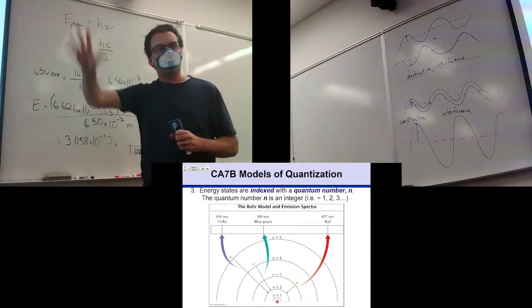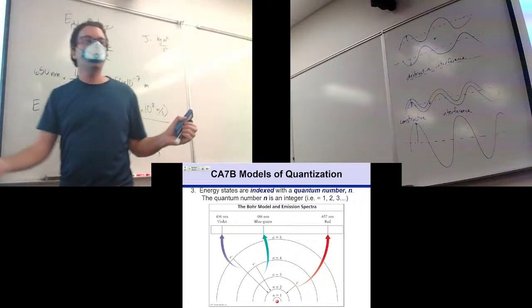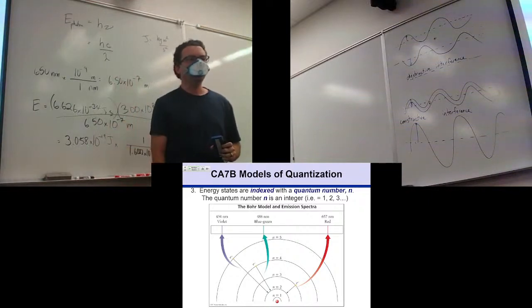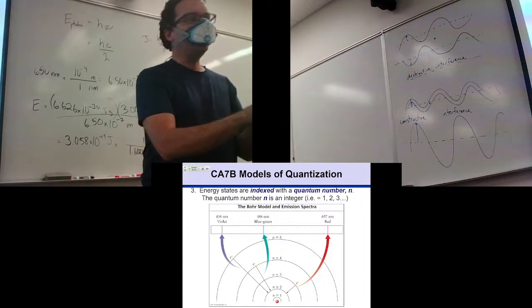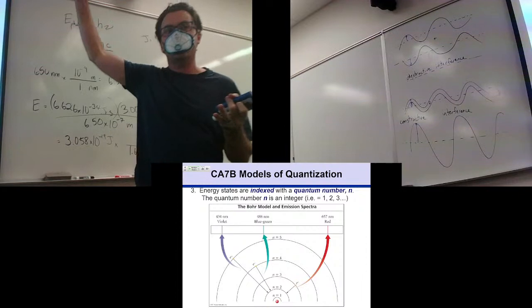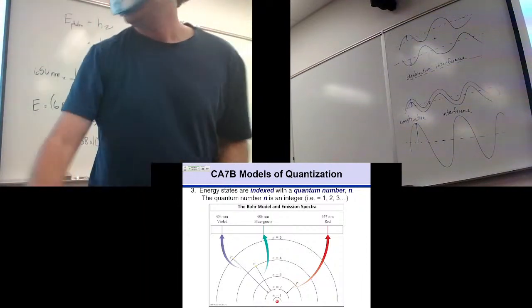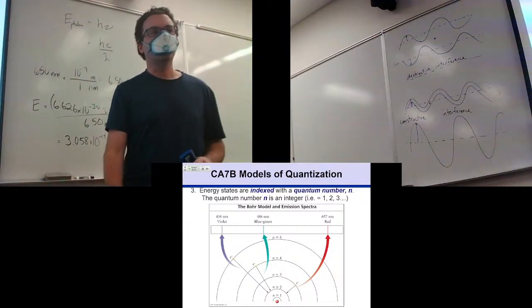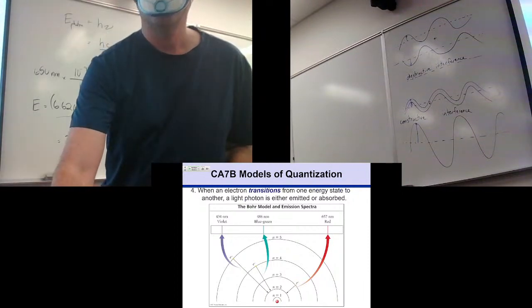What about the other transitions, like 5 all the way to 1? What about 4 to 1? What about 5 to 4? What about 5 to 3? All of these transitions are possible, and they all happen, but they do not give you visible photons. They give you infrared and ultraviolet photons. Photons that are really high in energy are ultraviolet. Photons that are really low in energy are infrared. These are the only ones that give you visible photons, and that's always the case for hydrogen.